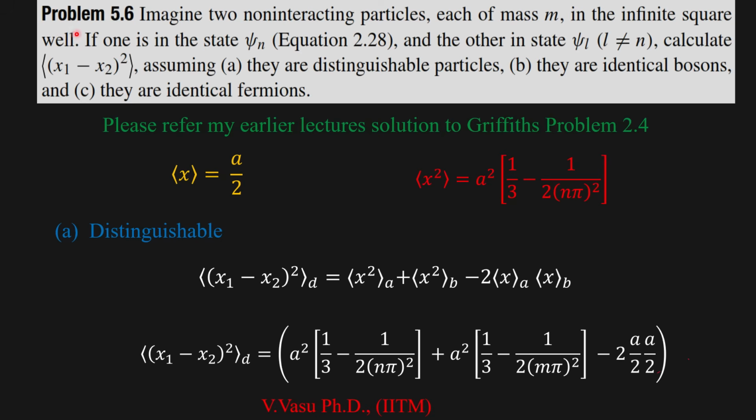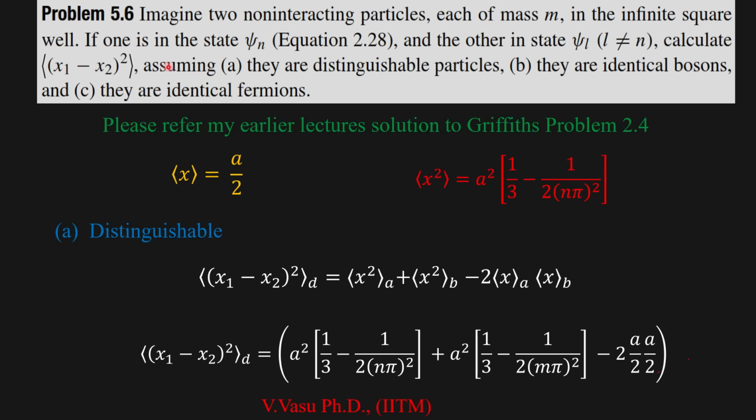Today we are going to solve problem 5.6 of Griffiths' third edition, Introduction to Quantum Mechanics. I have already solved this using a lengthy mathematical step. Here I am going to use the simplified mathematical version. So imagine two non-interacting particles, each of mass m, in the infinite square well.